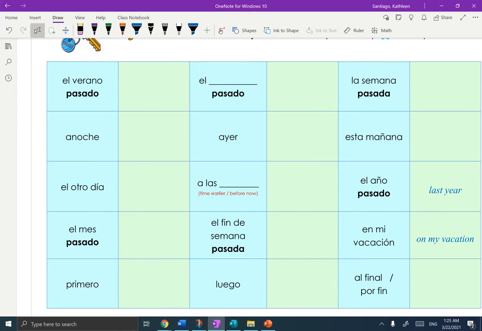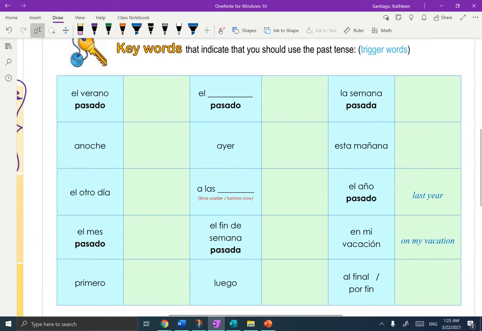Pasado, pasado, pasada, pasado, pasada, pasado. So that's going to be a big word that we need. Okay, so pasado looks like past, right? So if it's past, it's the last one. So el verano pasado, last. What's verano? It's a season. Last summer.